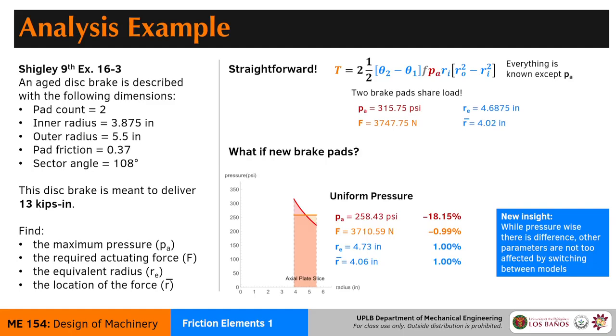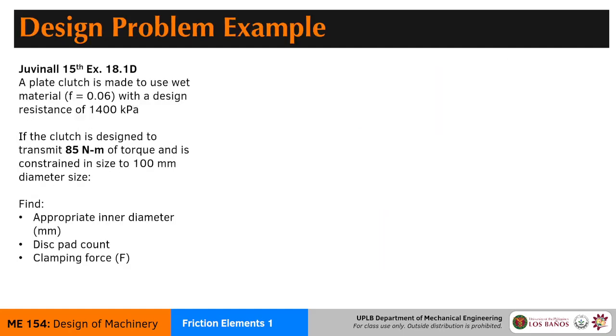So all right, this time we'll change our pace. This time we have a design problem. This is now from Juvinall and Marshek. This is the fifth, not the 15th. This is example 18.1D. Now for this case, we have a plate clutch, and the plate clutch is wet. So it has a friction factor of 0.06.